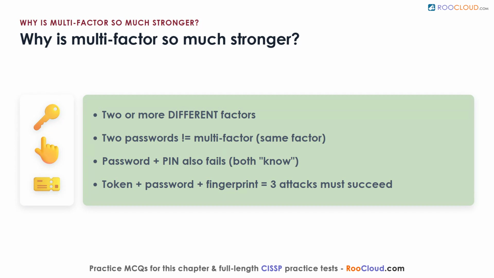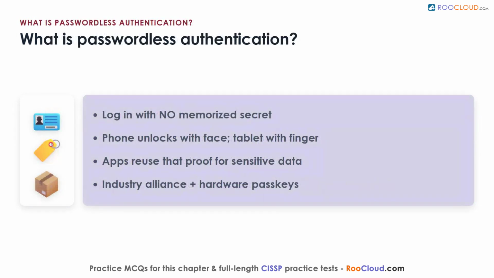But pair a token, a password, and a fingerprint, and an attacker must pull off a physical theft, a password crack, and a biometric forgery all at the same time. It is the difference between one lock and three locks that each need a completely different kind of key. What is passwordless authentication, and where is it heading?